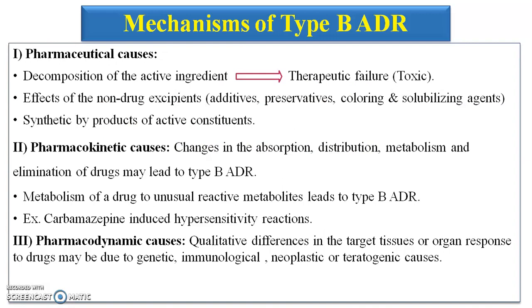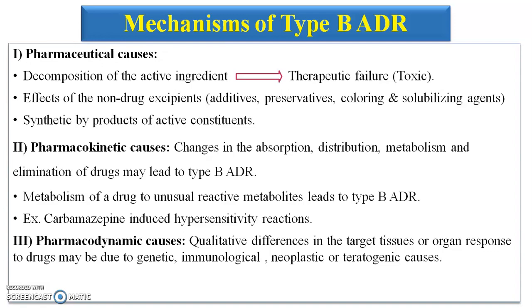And coming to type B mechanisms, again it is divided into three different types: pharmaceutical causes, pharmacodynamic causes, as well as pharmacokinetic causes. In case of type B, pharmaceutical causes include decomposition of the active ingredient, where once the active ingredient is decomposed, it may lead to therapeutic failure, or it may change into a toxic drug. So the active ingredient is sometimes converted into a non-active ingredient, which is not clinically significant for treating the particular condition, where it may end up with a therapeutic failure.